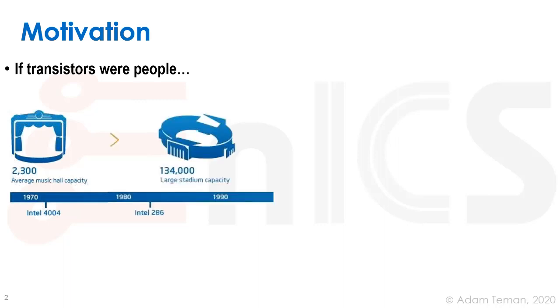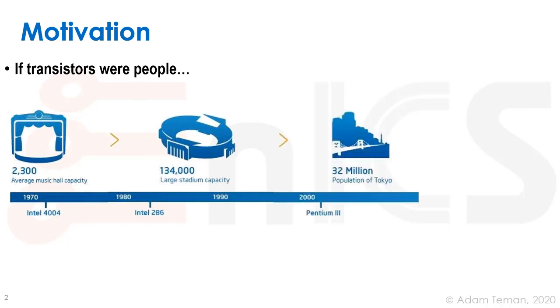Going a little further, the 286 came out in the mid 80s, and it already had 134,000 transistors on it. So that's about the capacity of a large football stadium or something like that. By the early 2000s, the Pentium 3 came out. It already had 32 million transistors on it. That's the size of the population of Tokyo.